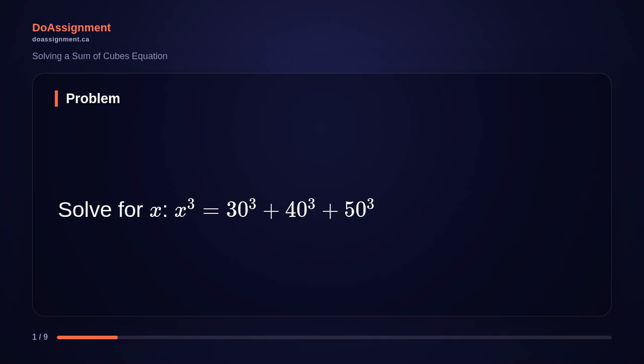Solve for x: x cubed equals 30 cubed plus 40 cubed plus 50 cubed. Now let's work through the solution step by step.